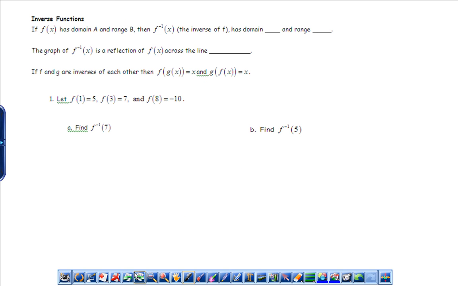All right, let's look at inverse functions. If f of x has a domain A and range B, then the inverse of f has a domain B and range A.